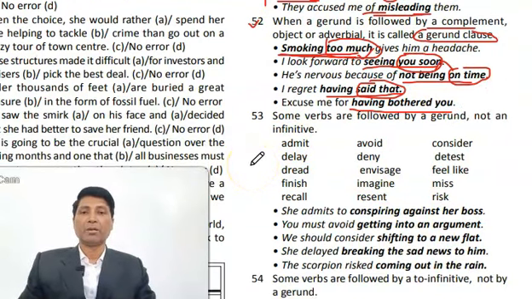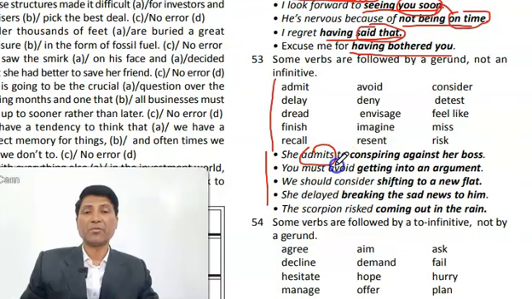Look at these examples. She admits to conspiring against her boss. You must avoid getting into an argument. We should consider shifting to a new flat. She delayed breaking the sad news to him, and the scorpion risked coming out in the rain. So in these examples, the verb admits, the verb avoid, the verb consider, the verb delayed, and the verb risked are being followed by a gerund, not by an infinitive.